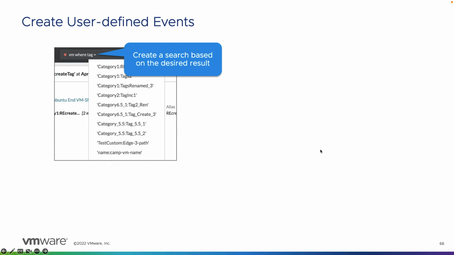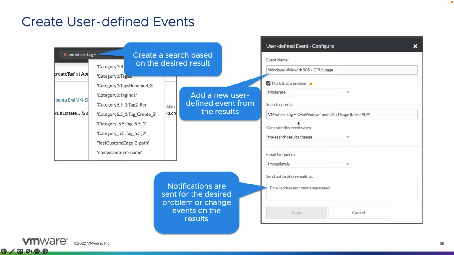Now, also within vRealize Network Insight, we can create user-defined events. Utilizing the Elastic search engine, we can do a search like VMware tag equals OS is Windows and CPU usage rate is greater than 90%. From that search, we generate the user-defined event. We can give it a name, choose how we want to view it. We'll mark it as a problem, set it to a moderate severity setting.